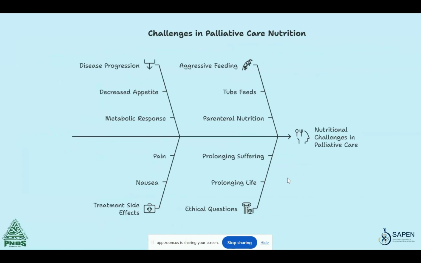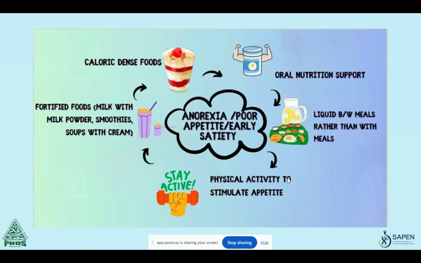These are the challenges in palliative care nutrition we always face: disease progression, decreased appetite, metabolic responses, pain, nausea, treatment side effects, aggressive feeding, prolonged suffering, prolonging life, ethical questions. These small things add up and end up as huge nutritional challenges in palliative care. So to avoid these, mostly for people who are suffering from anorexia, poor appetite, or early satiety, there are a few points that should be considered. The first one is oral nutrition support. However much the patient can take orally, we should go for it.